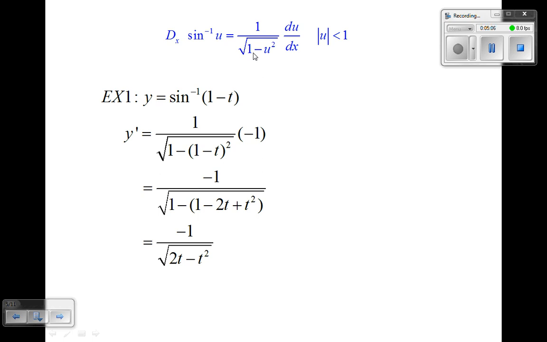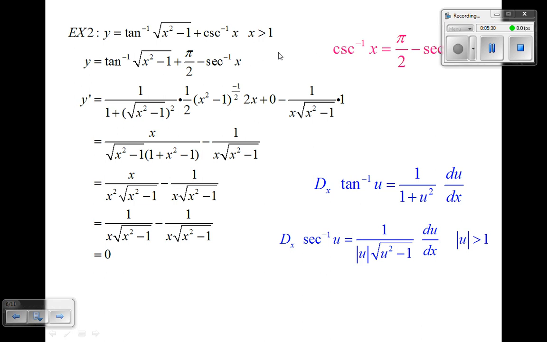What's underneath the square root needs to be positive. So as long as u is a number smaller than 1, or absolute value is smaller than 1, then when you do 1 minus it, you'll have a positive number, squared. Anyway, you'll have a positive number, and you won't be taking the square root of something that's negative. That's the only purpose of this part over here. Okay, let's try another one.